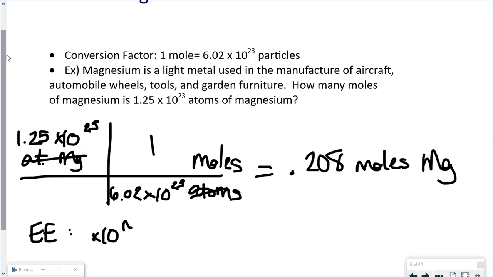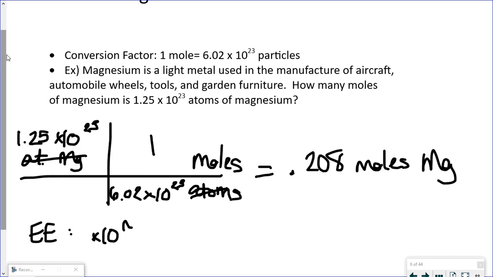So if you use the EE button, you're going to type in 1.25, hit second EE, and it pops up a single E on your screen. And then type in your exponent, the 23. That will be divided by 6.02, second EE, 23, and then it still gives you 0.208 moles. So you figure out which way you like to type it in, either using the parentheses or the EE button.